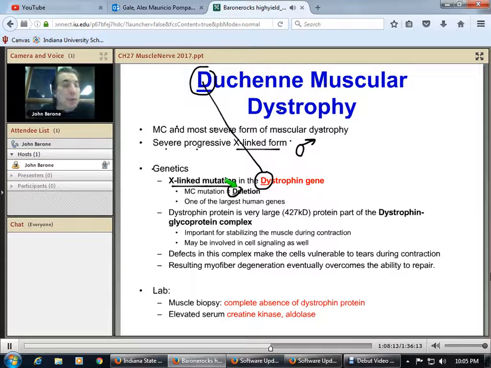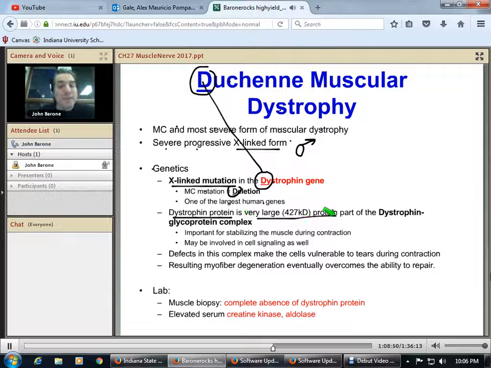Duchenne's, dystrophin. Now, what's wrong with it? Deletion. So that's how I remember it. Duchenne's is a deletion in dystrophin. So you don't have any protein. No dystrophin protein. Now for Trivial Pursuit, it is one of the largest genes in the human body. The largest gene is called the titin gene. Titin, that's the largest gene. But the second largest gene is the Duchenne's, the dystrophin gene. So it's one of the largest genes in the human genome, and it gets deleted in these cases.